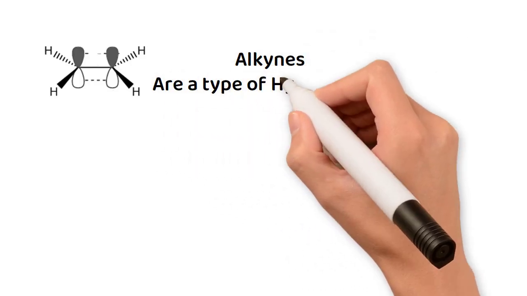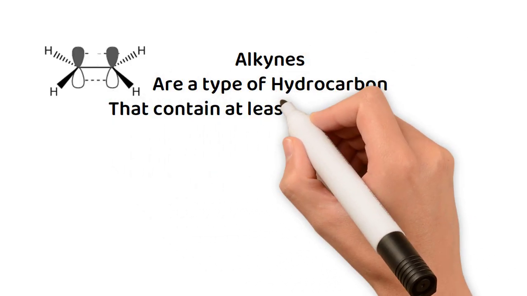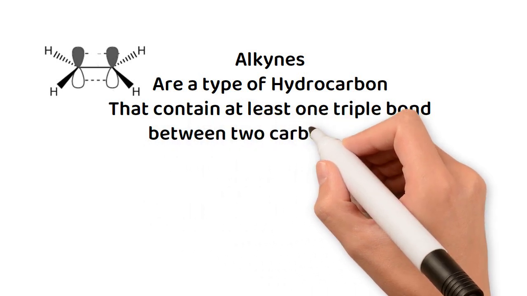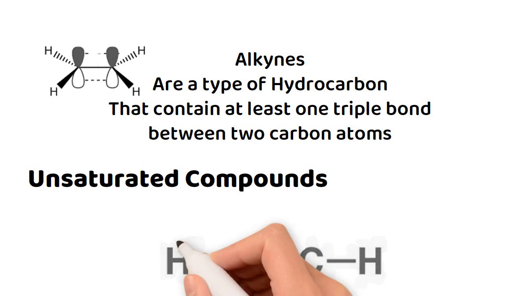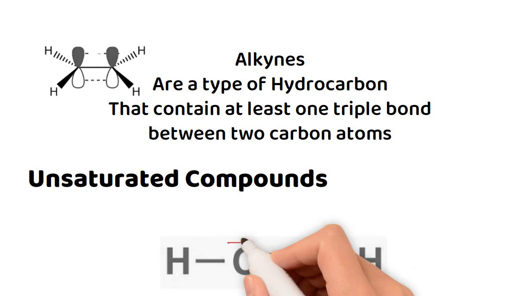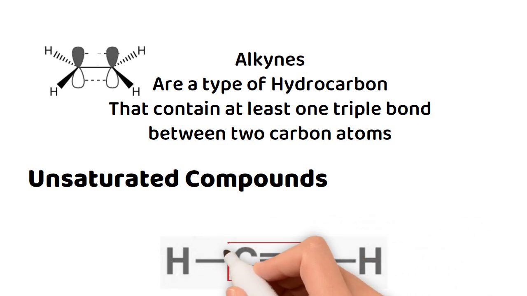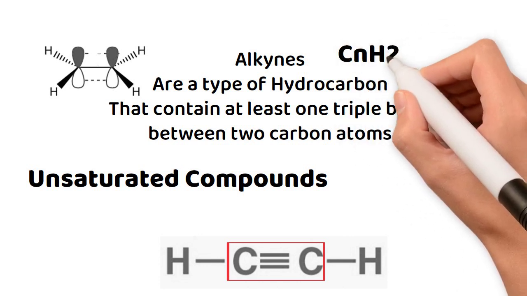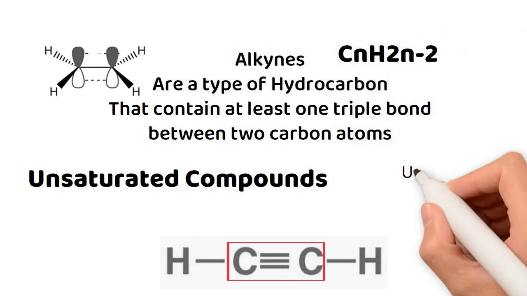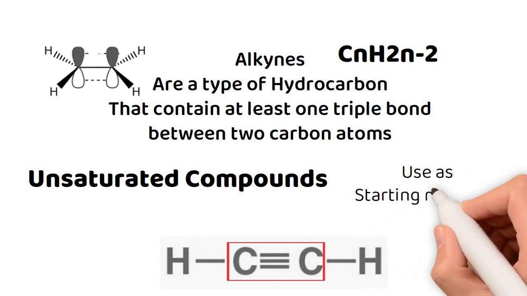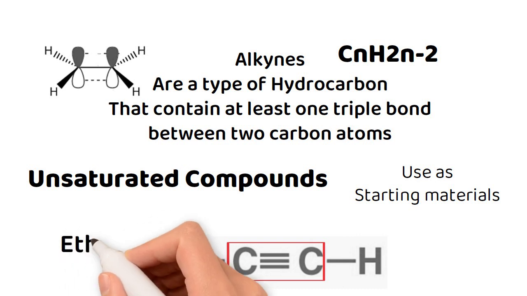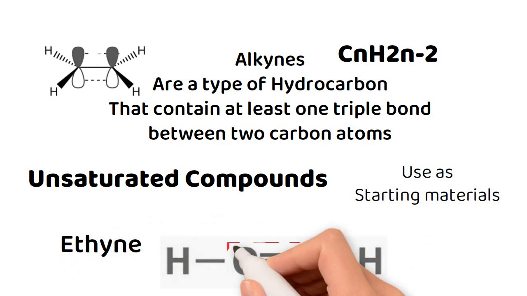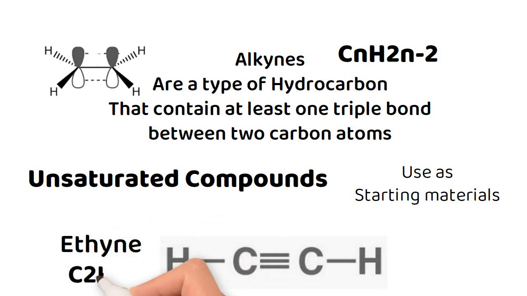Alkynes are a type of hydrocarbon that contain at least 1 triple bond between 2 carbon atoms. They are unsaturated compounds because they have fewer hydrogen atoms than the corresponding alkane with the same number of carbons. Alkynes have the general formula CnH2n-2 and are commonly used as starting materials for the synthesis of other organic compounds. The simplest alkyne is ethene, also known as acetylene, with the molecular formula C2H2.